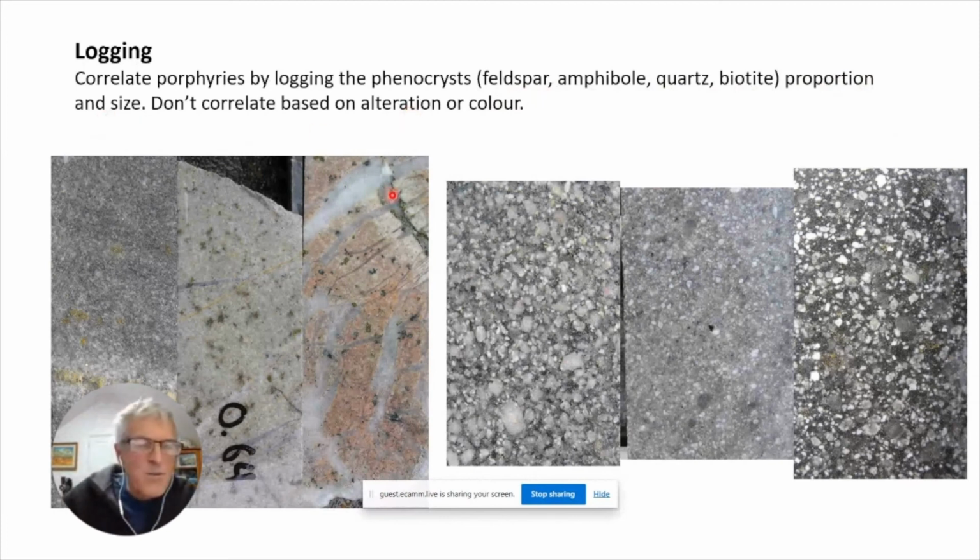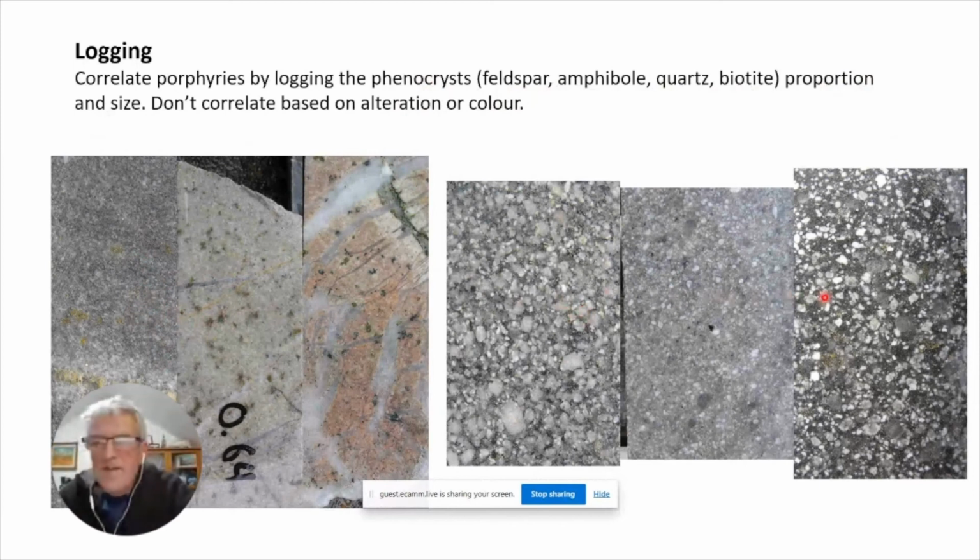So here's an example. Here's a really, really crowded porphyry, but it's very fine grained. So this has got masses and masses of fine plagioclase phenocrysts and tiny little hornblende phenocrysts. This is the same rock, 3 different styles of alteration, but the texture, the abundance, and the types of phenocrysts are exactly the same in all of those, right? That's all the same rock.